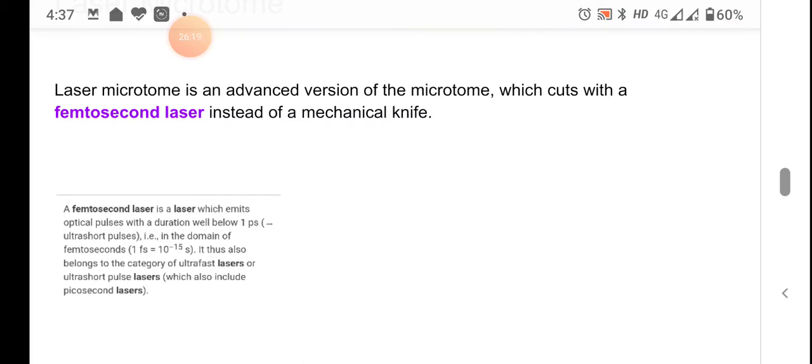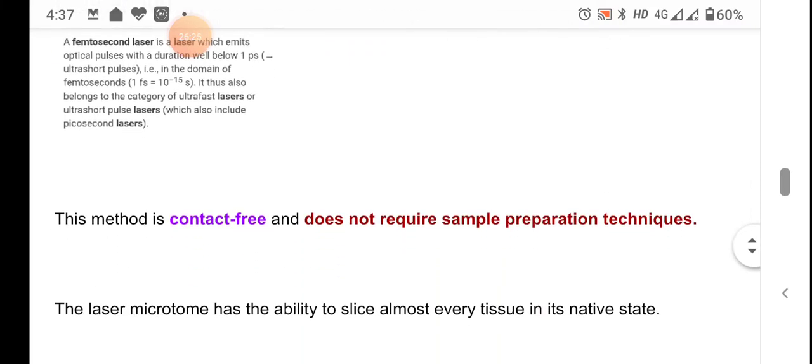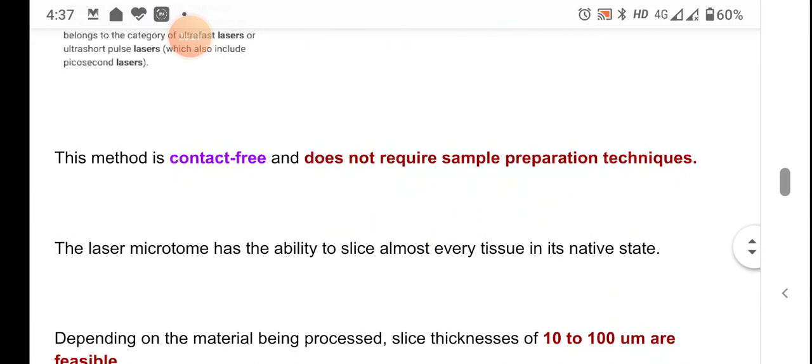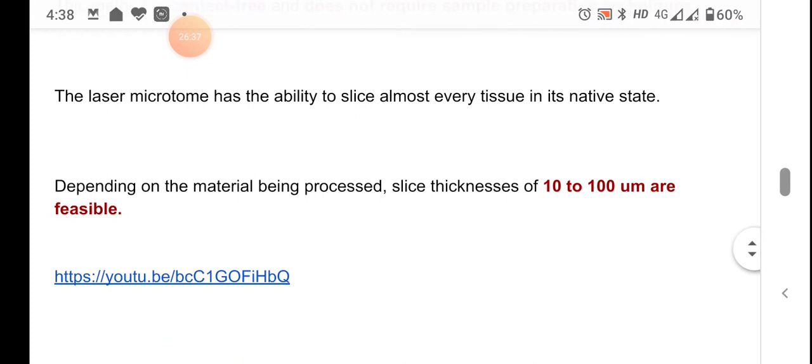It is also known as an ultra short pulse laser, and this laser is used to cut the material. So this is contact free. One main feature is this microtome is contact free, and it does not require sample preparation techniques also. And the section thickness will range from 10 to 100 micrometers.